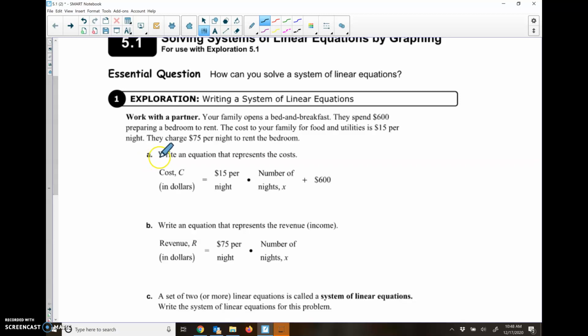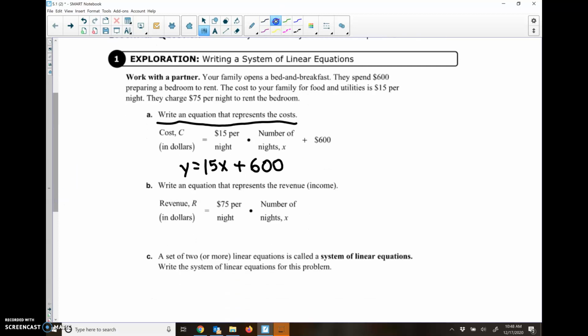So our first equation is we're going to write an equation to represent the cost. Every time someone stays there, it's $15 per night. The lights are going to be on in the room, they're going to take a shower, you're going to feed them some food. So $15 for every one person that stays there. And then they had to buy some new furniture for that room. Maybe it was an empty room in your house, so they had to buy a bed and a nightstand and a TV or whatever. So they spent $600 doing that. That's how much the room is going to cost your parents. The profit is here. They're going to make $75 each night someone rents that room.